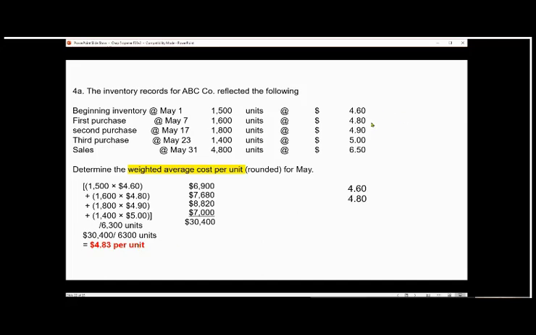Do not do this. Do not take 460, 480, 490, $5, $6.50, add all that together, divide by 5, and get $5.16. That will be an answer choice available. But that's just the simple average of what those things cost. You don't want that. You want the weighted average, right? Which means multiplying all those things together, getting a total dollar value and the total units, and dividing the total dollar value by the total units. So don't forget that on weighted average.